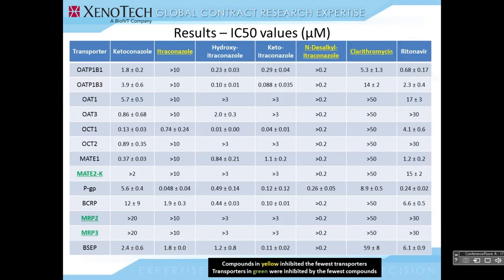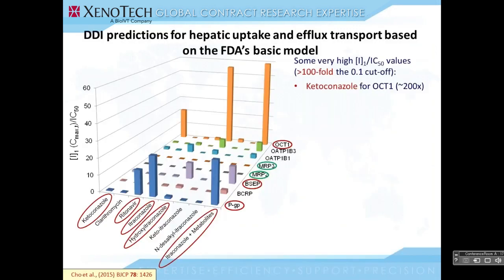On the other hand, some transporters are more sensitive, including PGP, which demonstrated 50% or more inhibition by all of the compounds that we tested. Getting into the figures that we have in the manuscript, the first one that you see here is the DDI prediction for hepatic uptake and efflux transport based on the FDA's basic model. So we're looking here at I1 over IC50, or the total Cmax over the IC50. The cutoff for this from the FDA is 0.1. So any values greater than 0.1 indicate there could be a clinically relevant drug-drug interaction at that transporter.